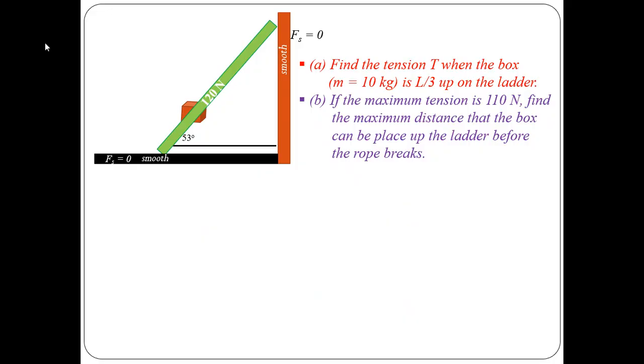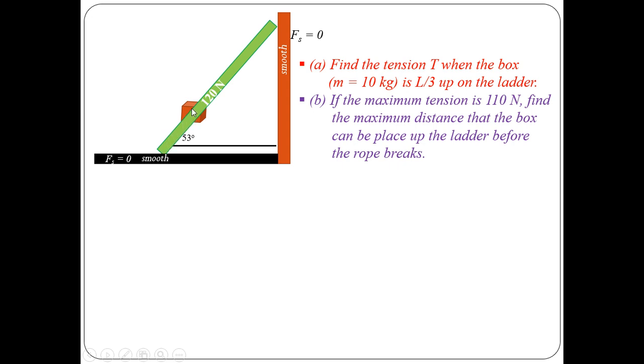Okay, so this is an example of a static equilibrium problem that involves torque. I didn't type the problem out for you, but the diagram shows there is a ladder. It has a weight of 120 newtons, and stated in part A, there's a box of 10 kilograms placed at a distance of L over 3 up on the ladder. That distance is measured from the floor up to where the box is, where my cursor is tracing out. So that length is L over 3.